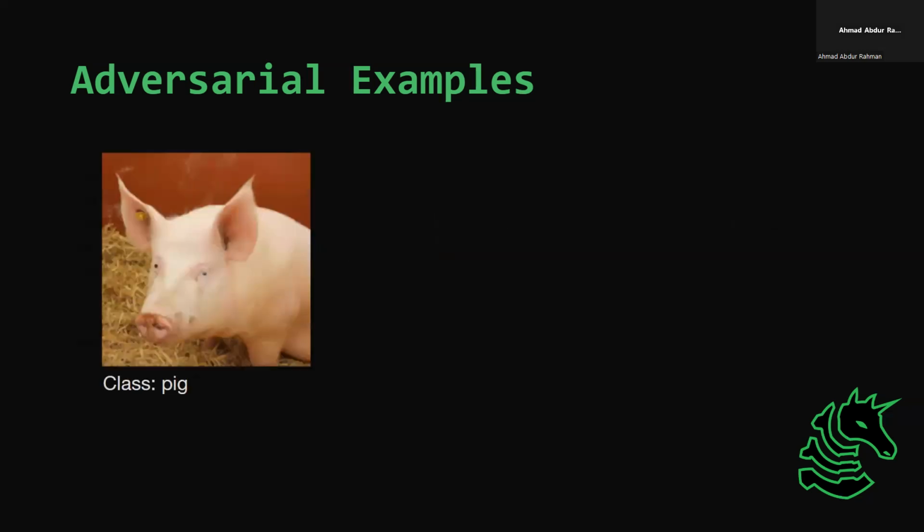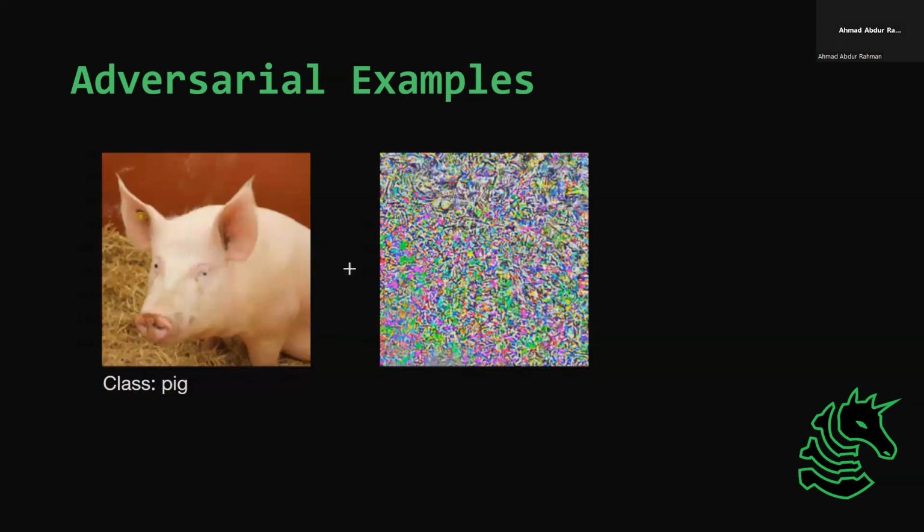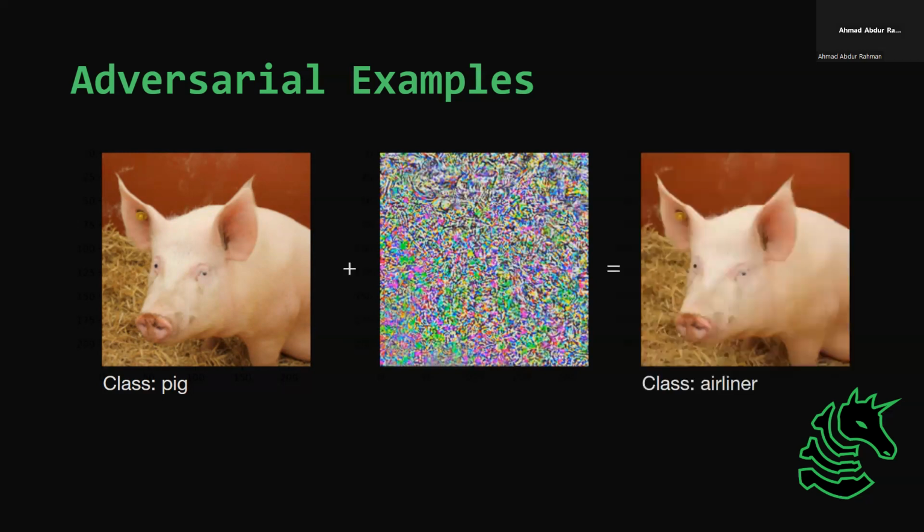What does this look like? So, a really basic example. This is a pig, right? But if you add this noise, this looks like nothing. What is this? I don't know. Now a model classifies it as an airplane. Hence the meme, when pigs fly, because with AI security, pigs fly.